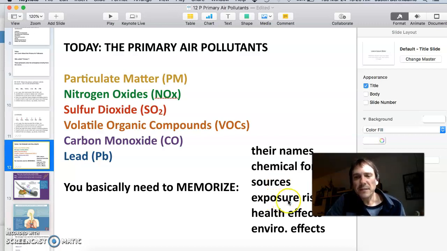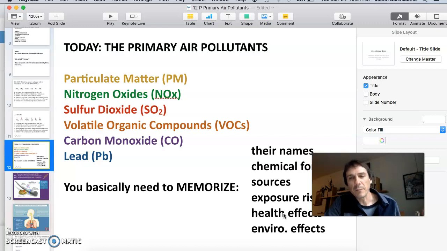The exposure risks, that means where are you likely to encounter this air pollutant? Where are you most at risk of being exposed to this? So that differs for all of these. And then the health effects. So what happens if we inhale these pollutants? What happens to our body, long-term and short-term? And then the environmental effects too, because some of these can affect plants and animals as well. So we have to know not only the health effects on humans, but the health effects on the plants and animals, the environment. So we're going to start with particulate matter, okay?